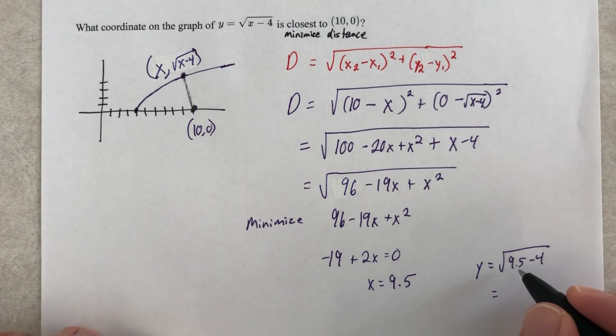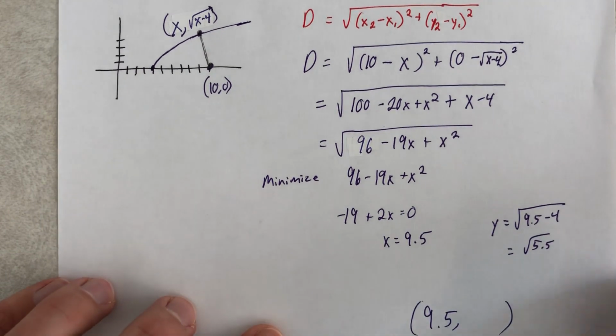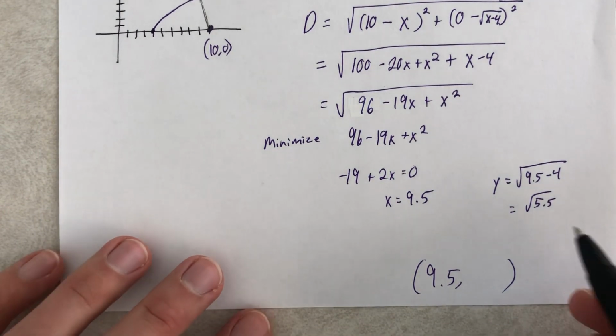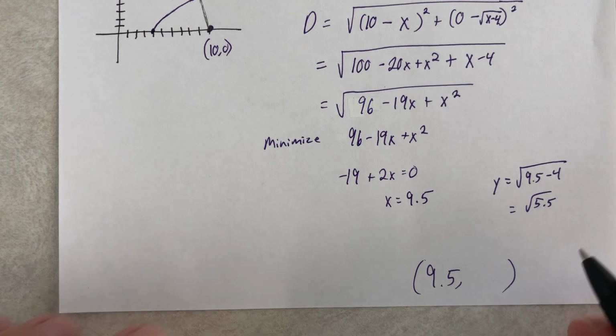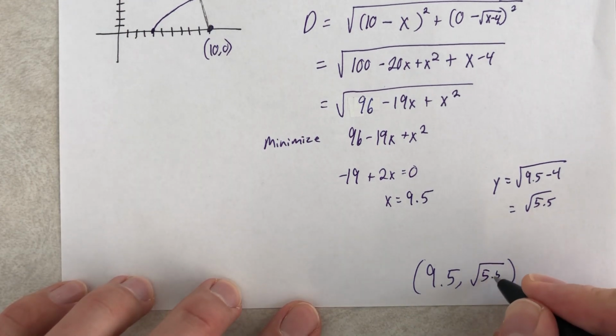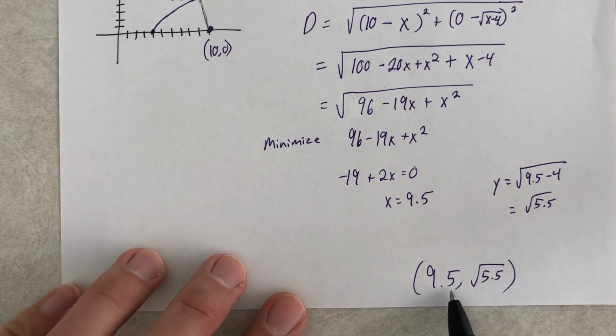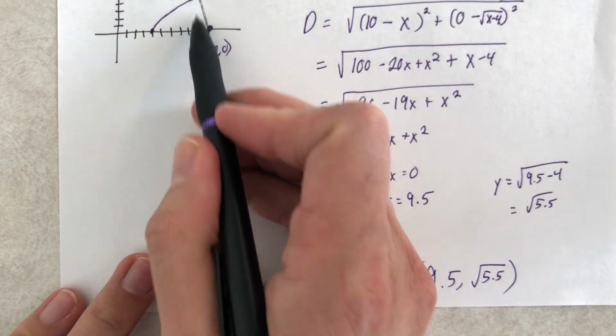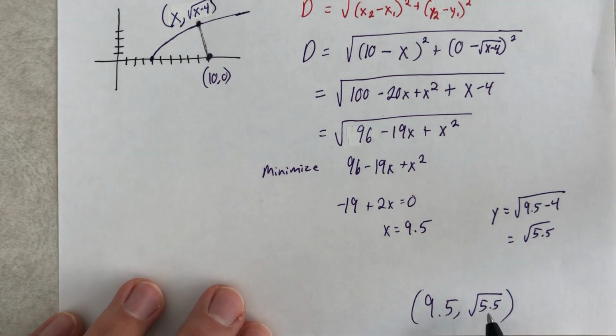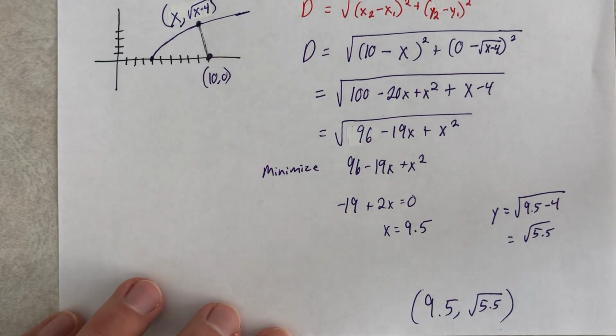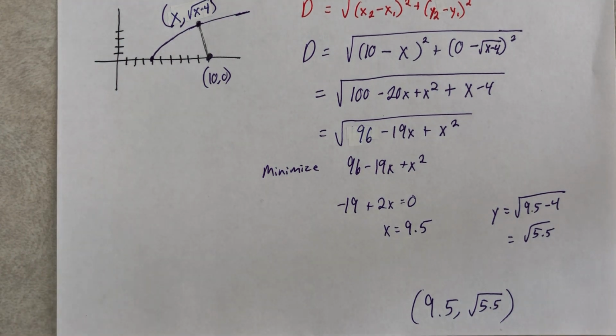The square root of 9.5 minus 4 is the square root of 5.5. Let's just stop there because it's supper time. No, let's stop there because that is sufficient and because it's time to eat. So 9.5, which is somewhat accurate with what I had, looked like it was about 9, and then the square root of 5.5 would be the coordinate. Supper time. Enjoy.